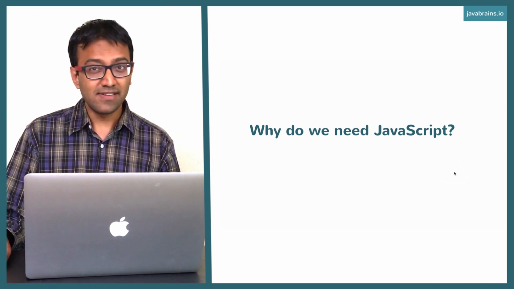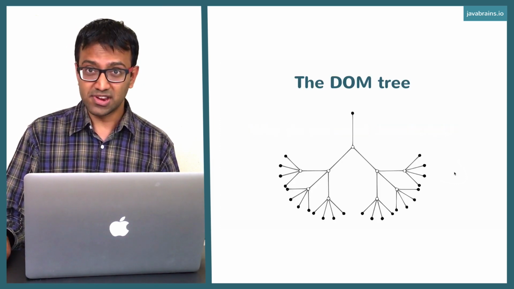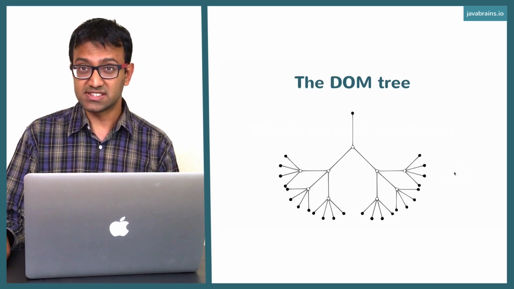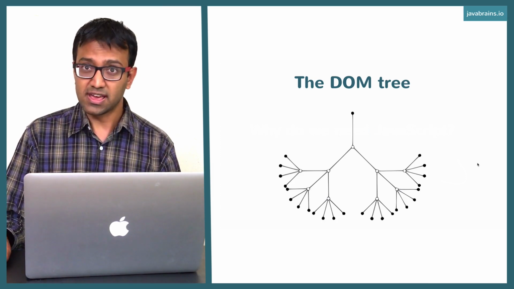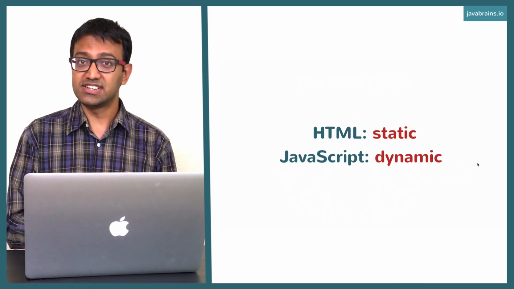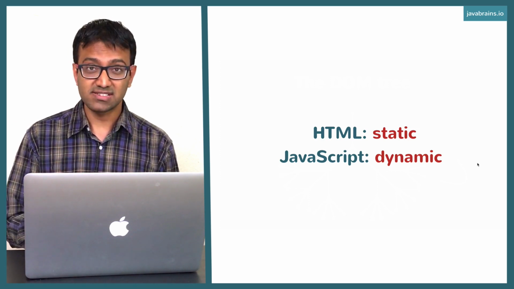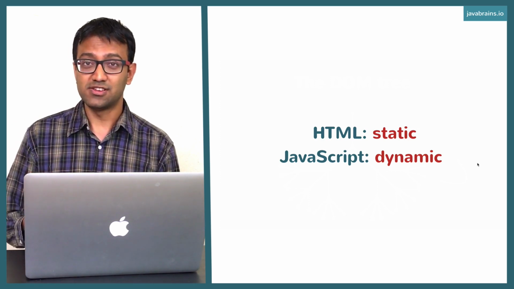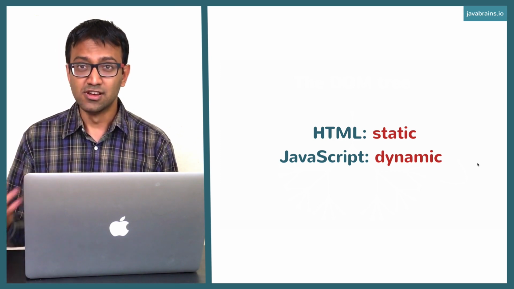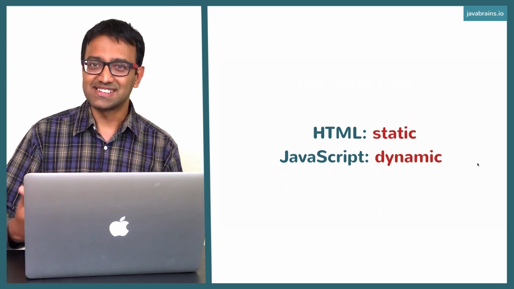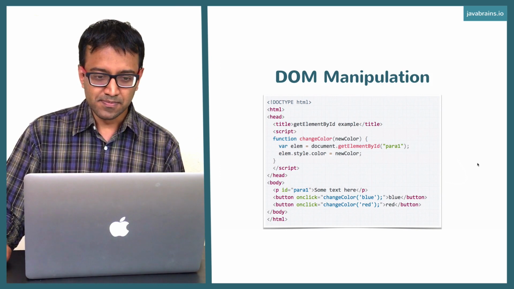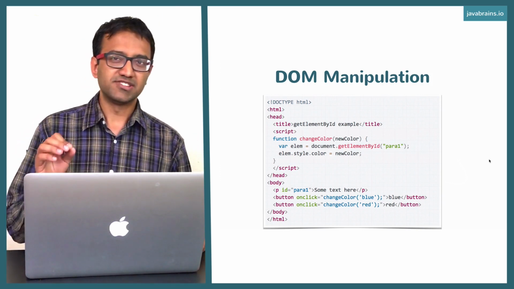So we covered why we need JavaScript. We have the DOM tree, and any view change that needs to happen needs to modify the DOM tree. And HTML, being a static language, does not do that. You need JavaScript to interact and modify the DOM tree based on user interaction so that you have view updates that happen on the client side. Now, what does this DOM manipulation look like?